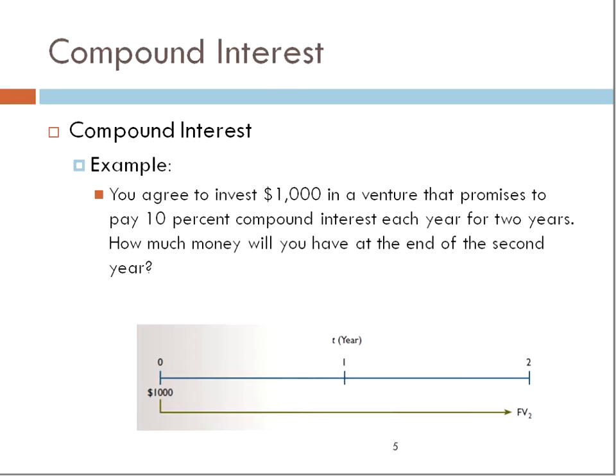However, if you look at the exact same problem with compound interest, you start with $1,000. At the end of year one, your account will have $1,100. So when you receive 10% for the second year, you're going to be receiving 10% off of $1,100. So your account balance at the end of 2 years will be $1,210. So you made this extra $10 through compound interest in this example.